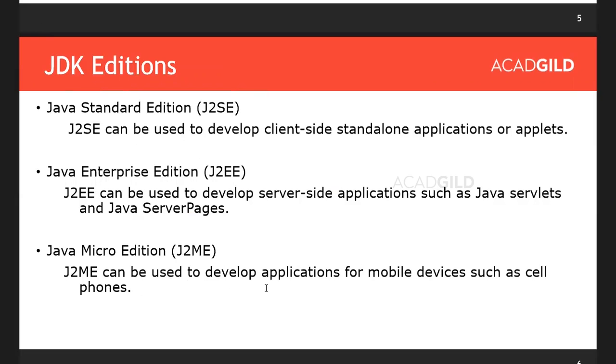JDK editions. How many kinds? 3 kinds. J2SE, J2EE, J2ME. Very easy. J2SE is your Java Standard Edition, that is when we create standalone applications. And Enterprise Edition when we work with websites. J2ME, then we work for mobile devices.